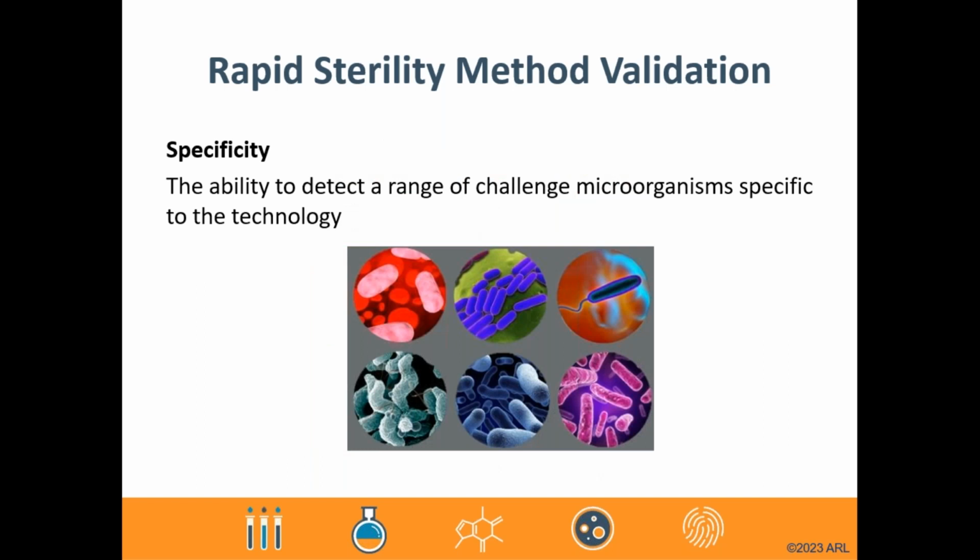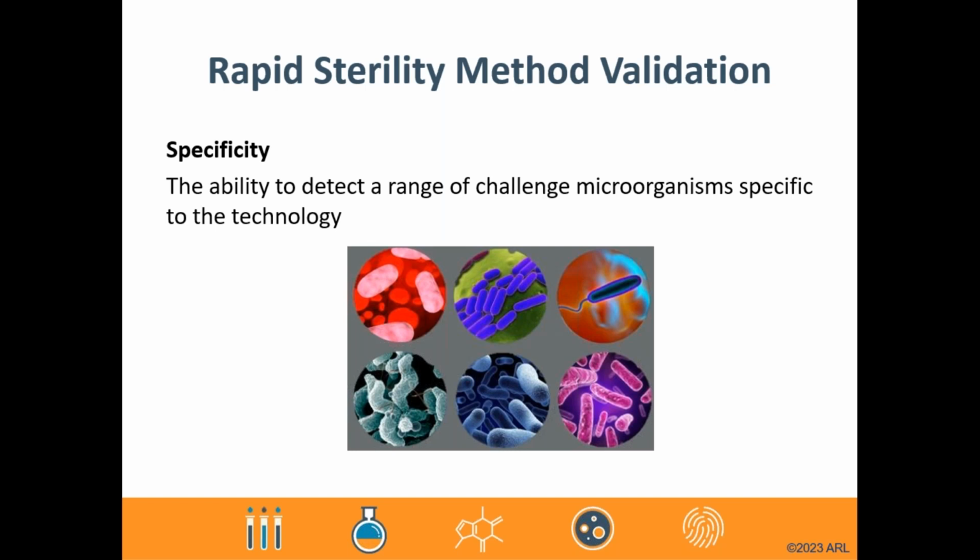The specificity of an alternate qualitative sterility method is defined as its ability to detect a range of challenge microorganisms specific to that technology. A range of microorganisms can be defined several ways, but at minimum, validation of a rapid sterility method should include the 6 microorganisms listed in USP 71, and oftentimes it will include the addition of various other environmental isolates, organisms identified from previous product failures, representative slow-growing organisms, and so on.